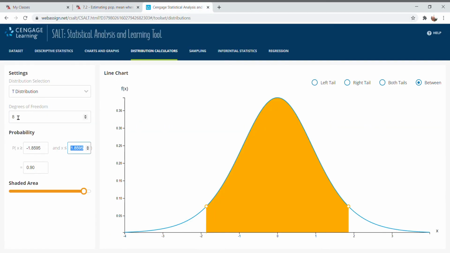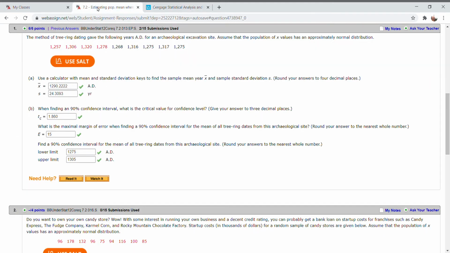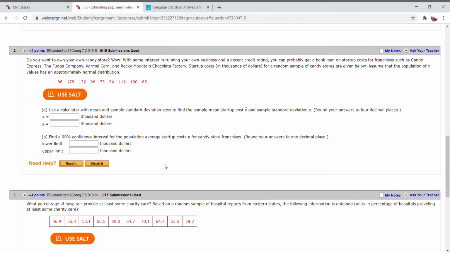Be sure your degrees of freedom box is 1 less than the size of your sample or number of data points.